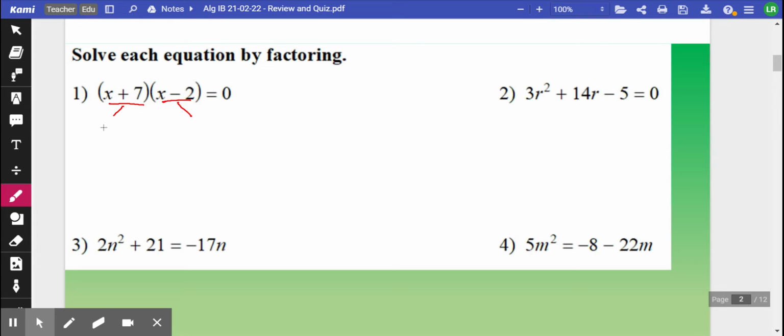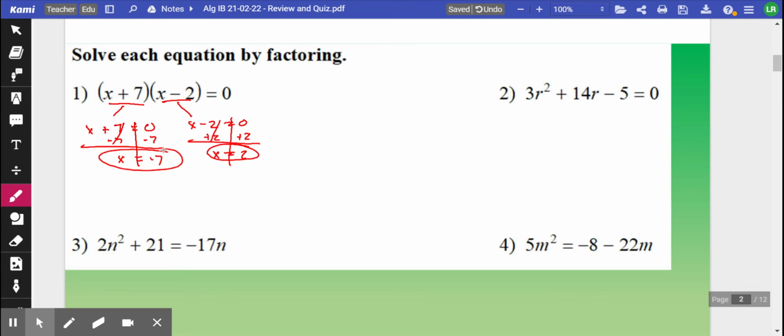So for the first one, we have x plus 7 equals 0, and I solve that. Minus 7 on both sides, and x equals negative 7. And for the other one, x minus 2 equals 0. We add 2 to both sides, and x equals 2. And those would be my two solutions. Okay, x equals negative 7 and x equals 2.